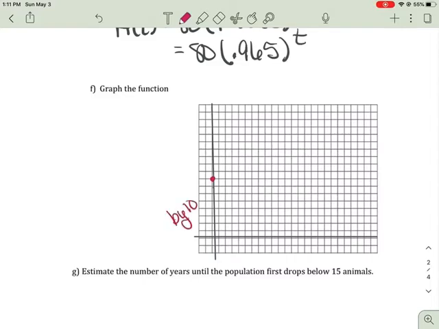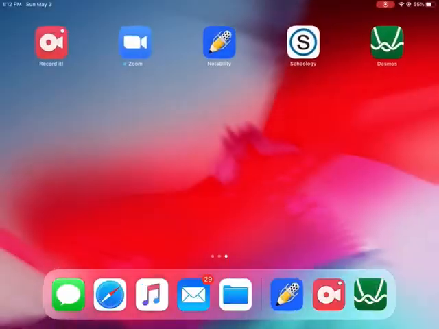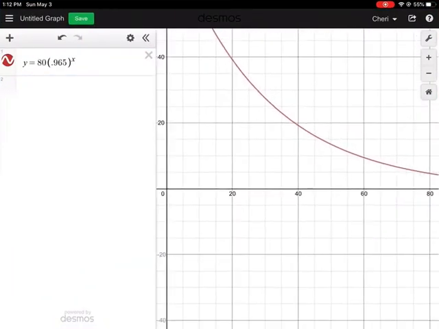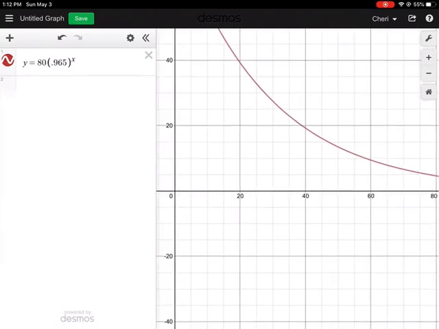Okay, I'm going by tens. So it would just come down, cross, and go like that. All right, so we need to estimate the number of years until the population first drops below 15 animals. Okay, so I want to know, when is my y value 15? So I'm going to come over here to my Desmos and see if I can figure that out.